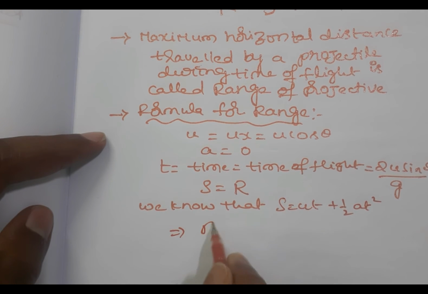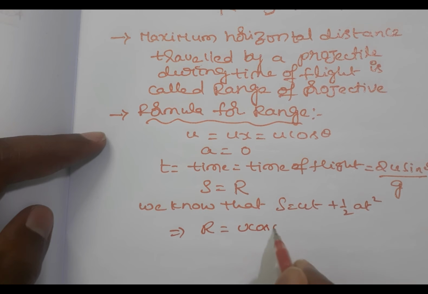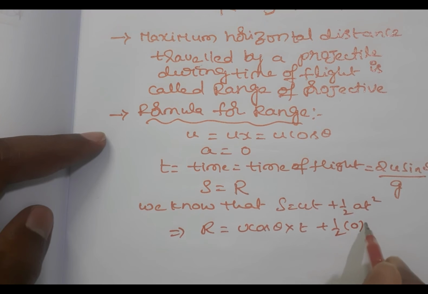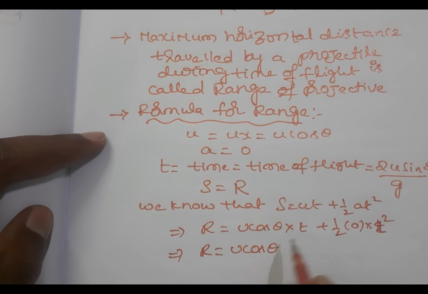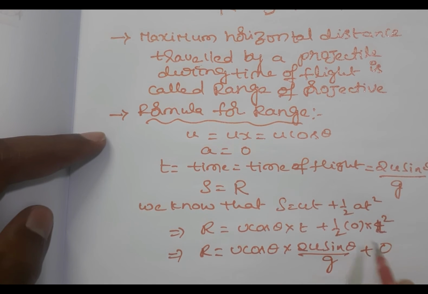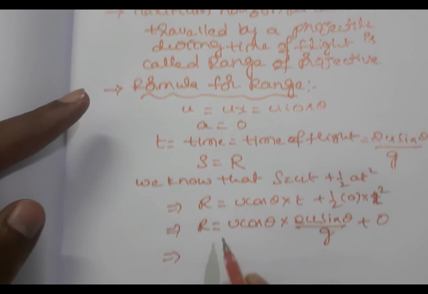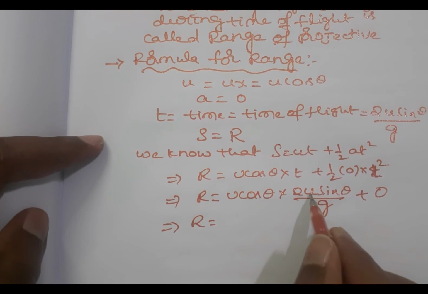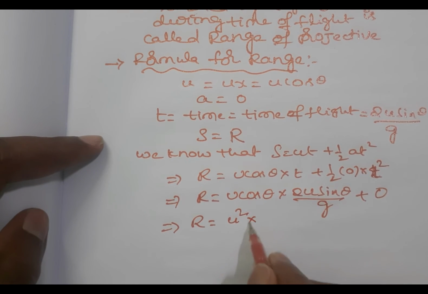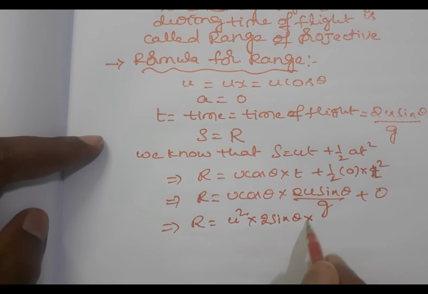So S means R, u means u cos theta, t means time of flight, plus 1 by 2 into a, which is 0, into t square. So then R is equal to u cos theta times the time of flight, that is t equals 2u sin theta by g, and the second term is 0. This implies R is equal to u square into 2 sin theta into cos theta by g.